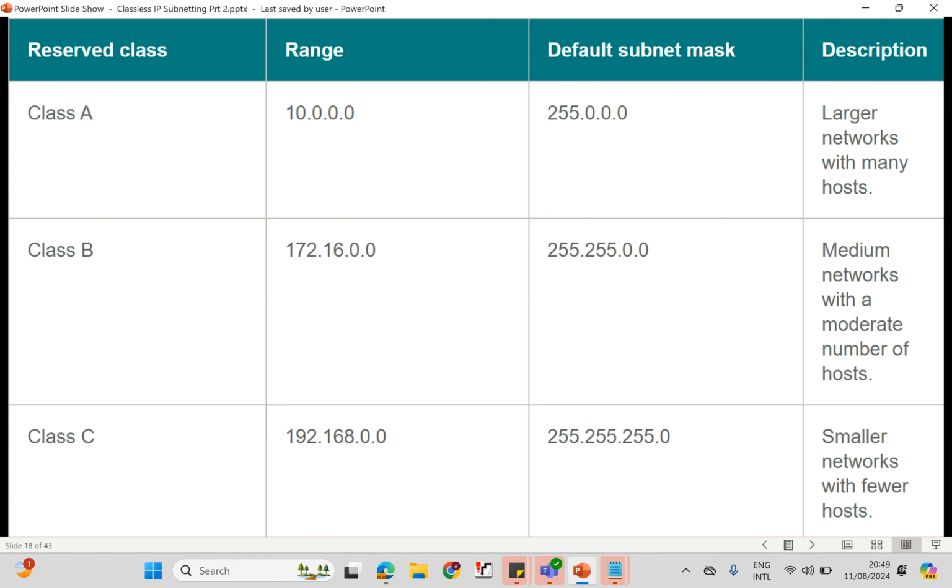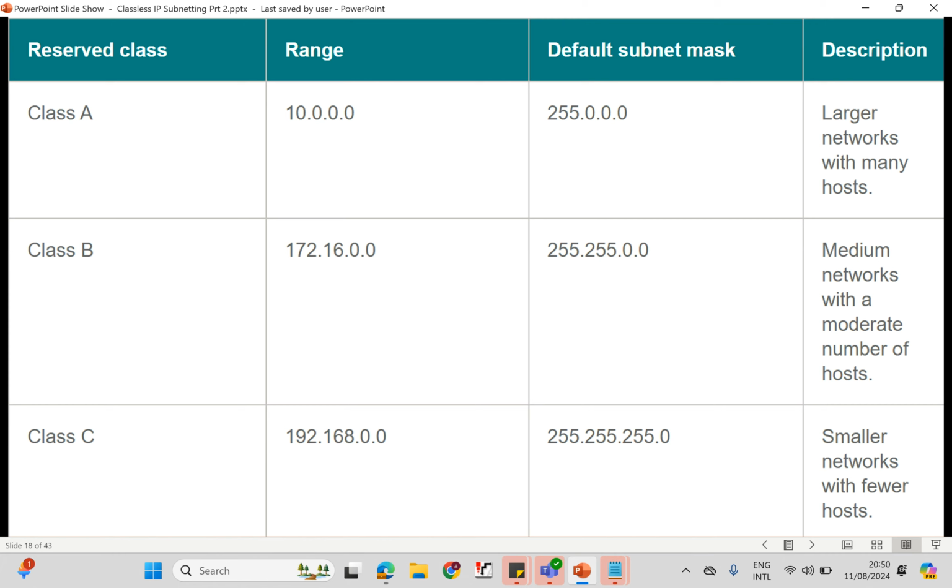So this is it. If you look at your phone or your system that you are browsing with, for instance, your IP is going to be within this range of IP, either 10.0.0.0 range, which is class A, 172.16.0.0, which is class B, or 192.16.0.0, which is class C.